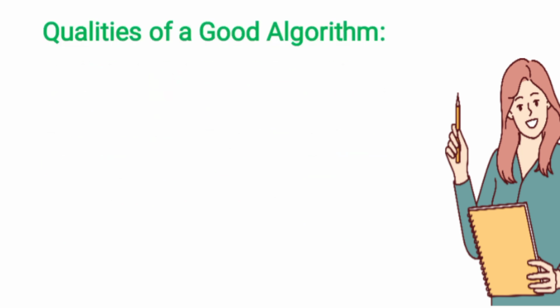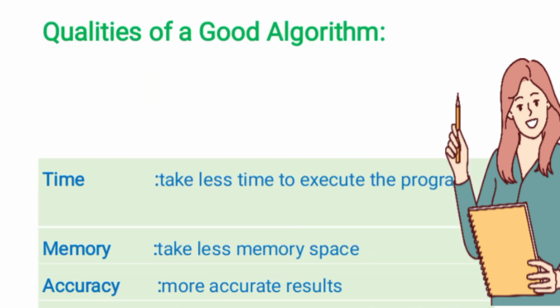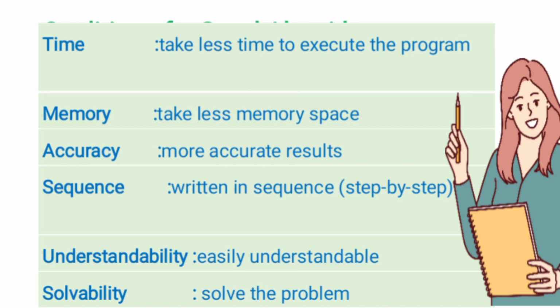Next, qualities of good algorithm. First quality of algorithm. An algorithm should take less time to execute the program. Second quality, memory. A good algorithm should take less memory space to execute the program. Third quality, accuracy. A good algorithm should provide more accurate result.